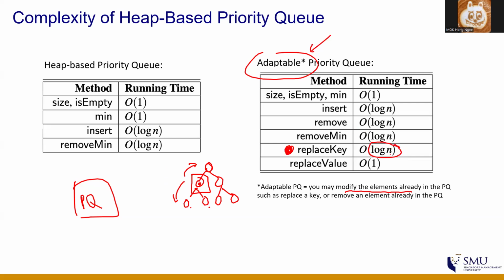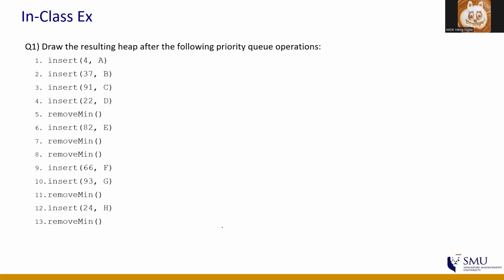H swaps. So that's why in the worst case, a replace key operation is going to cost O(log n). I'll move on to the next slide. This is an in-class exercise. So I'll do part of it and I hope you can finish the rest. I'll give you the final solution.